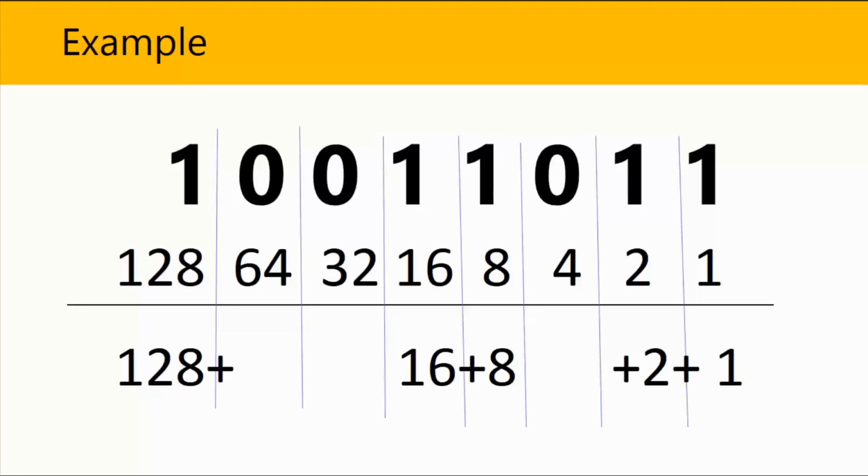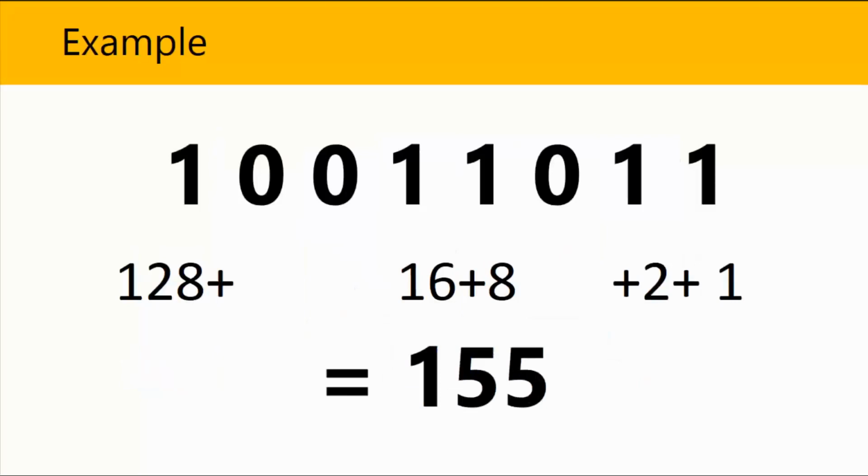And the next step you do is you add those number 1 values. So as you can see, I've just added a plus mark after 128, 16 and after 8 to 1. So you're going to add them. So once we add them, you will get your answer 155. So 155 is the decimal version of this binary conversion.